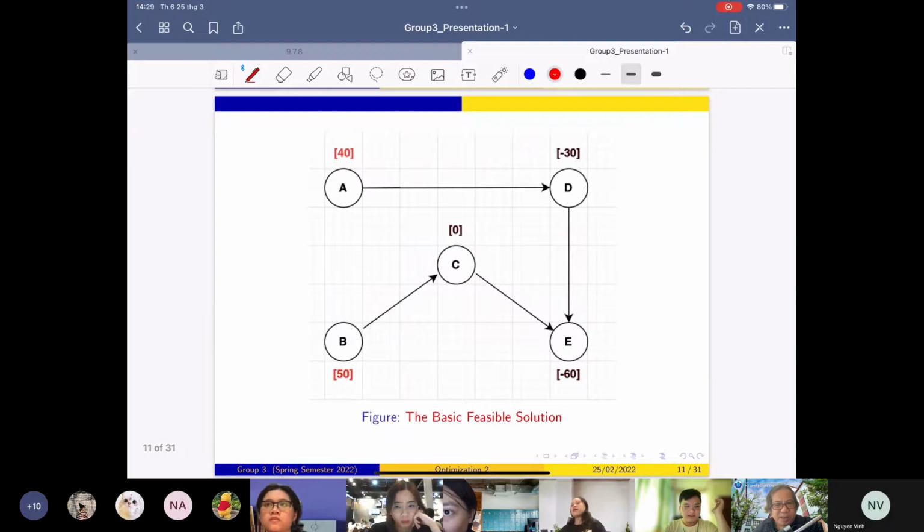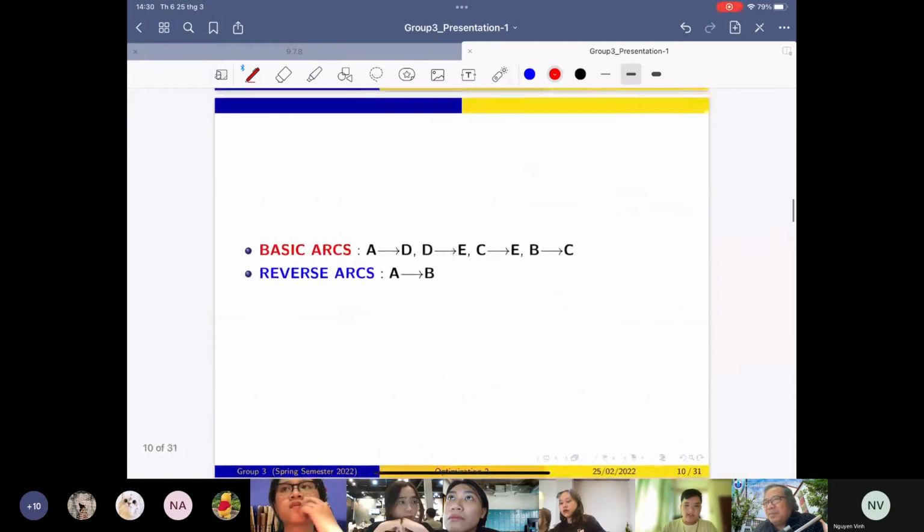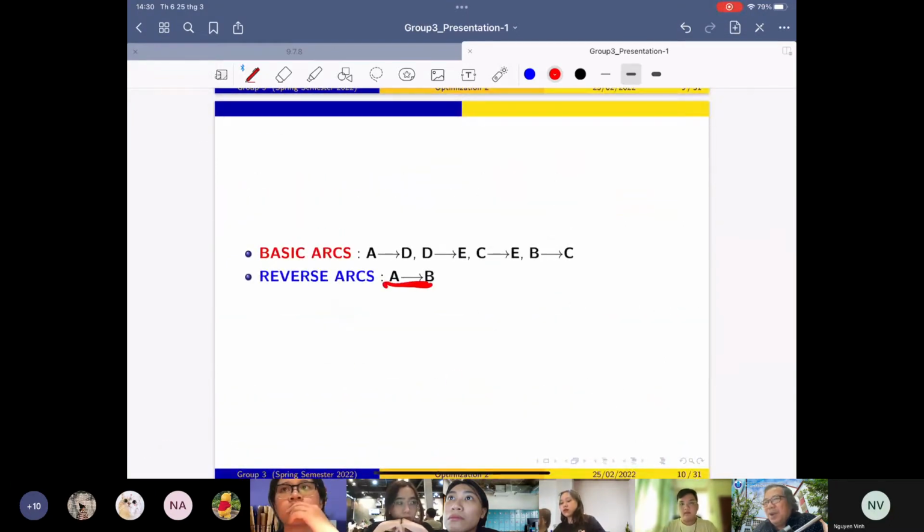Okay, let me tell you. You choose this as a spanning tree. Is that okay? Yes. And you want this to be the basic feasible solution. Is that right? Yes. But at the beginning, you come to A and you write down A at the beginning is 50. You change it to 50. And tell me, what do you do? 50. Because AB is a reverse arc. Why? We are given that AB is a reverse arc.